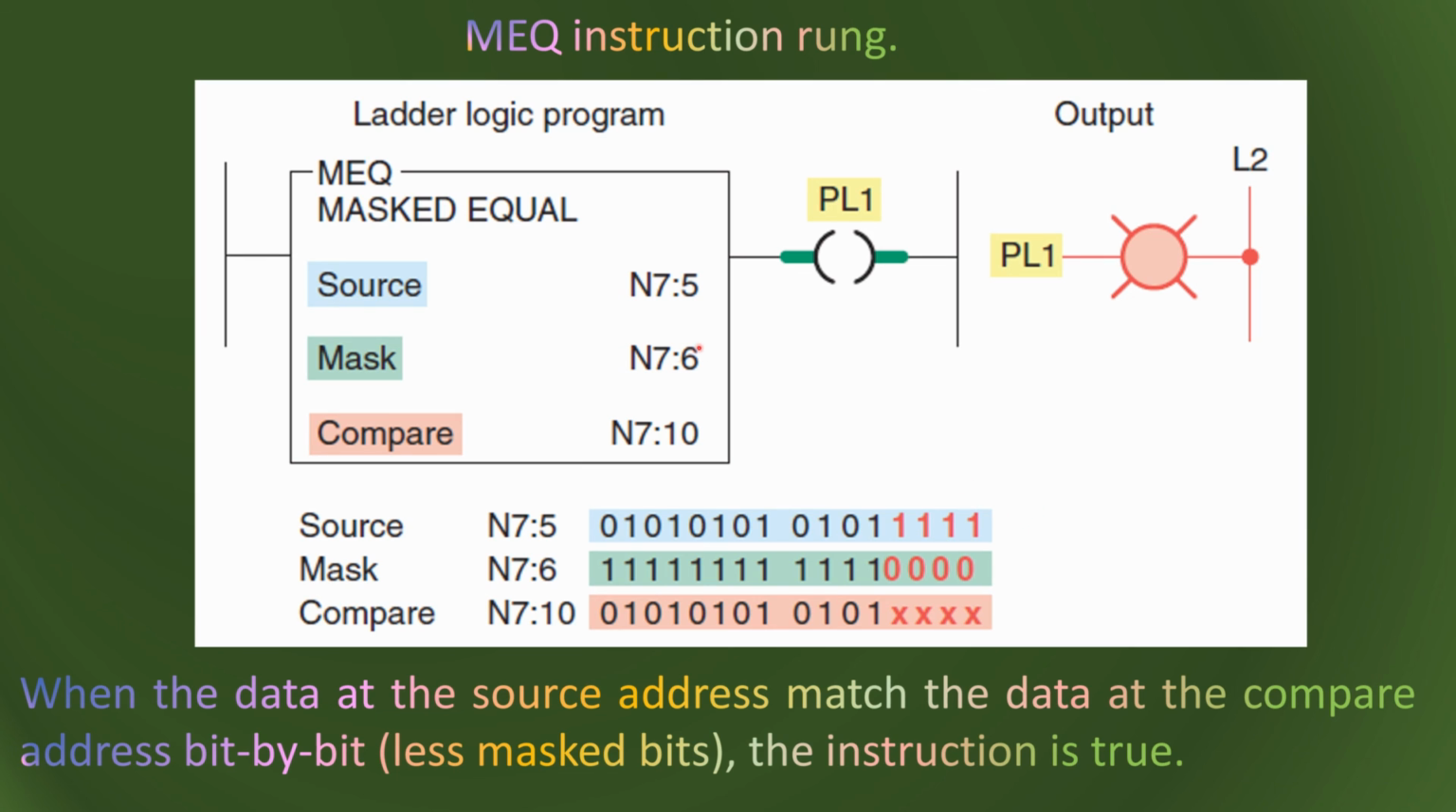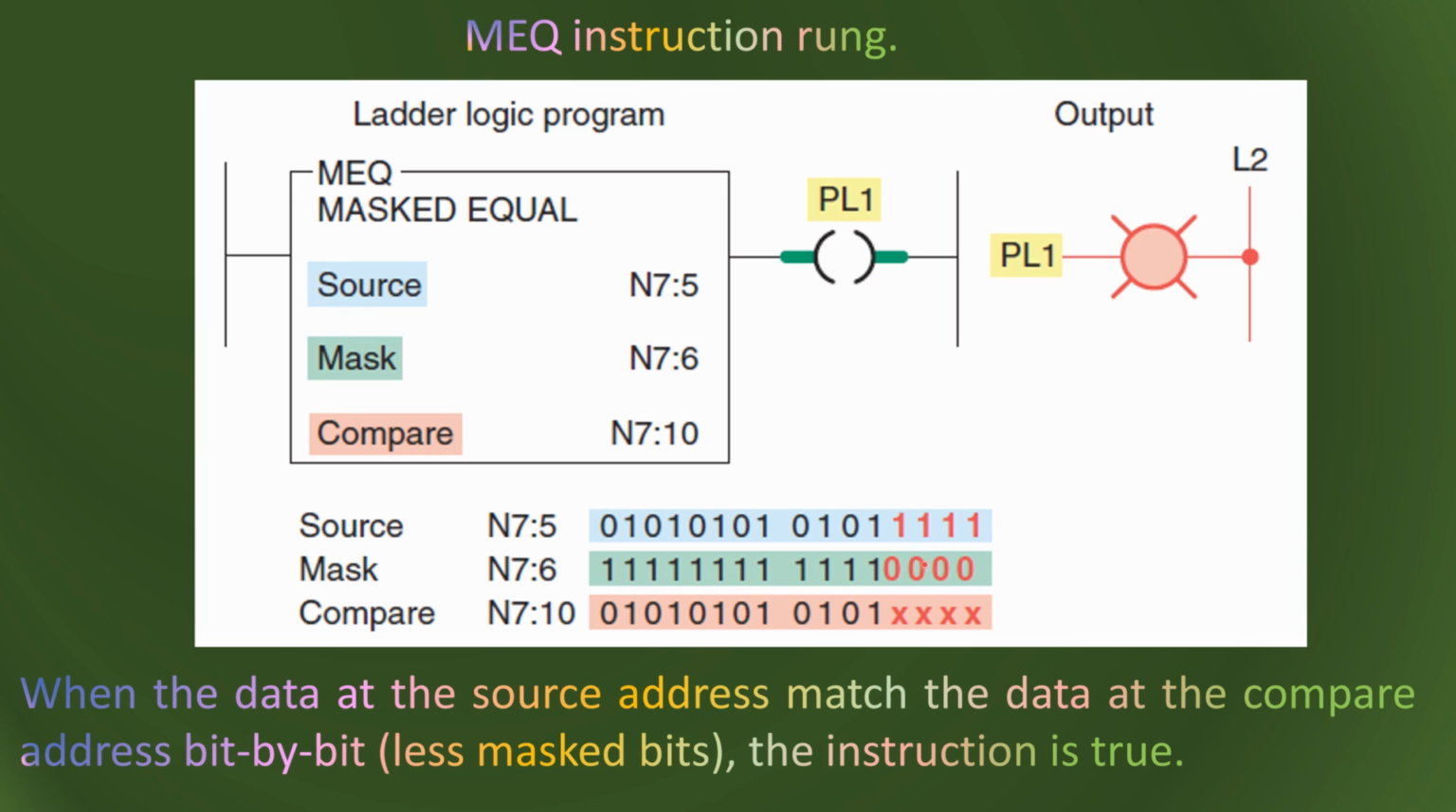So here is an example. The mask over here is all ones, but the last byte is 0, 0, 0 and 0. This means at the source, whatever the data is here and here, irrespective of one another, it will not be compared. But this portion will be compared. So if this data is equal to this, the rung will be true. But if this data is not equal to this, the rung will not be true.